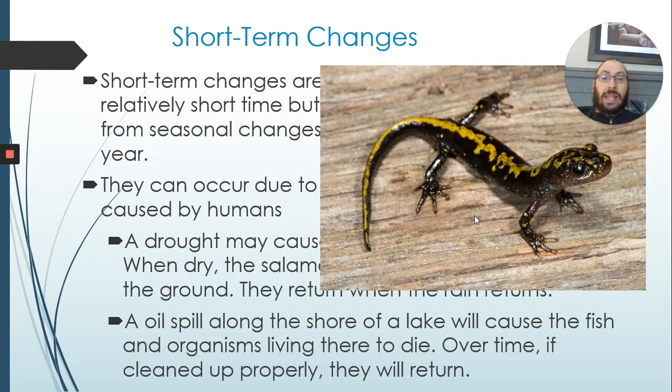Oil might spill into a lake, and it'll kill the organisms that are in that area, typically. Okay, it'll kill the little bugs, kill the little fish that are there. But over time, after a few years, after it's cleaned up, those fish, those organisms, they will come back. Okay, so that's an example of a short-term change.